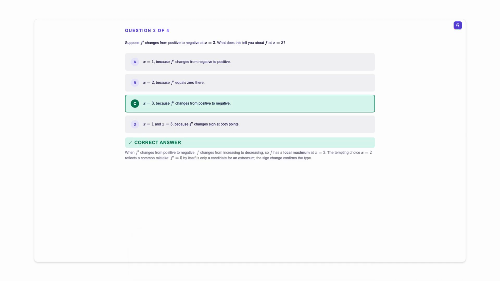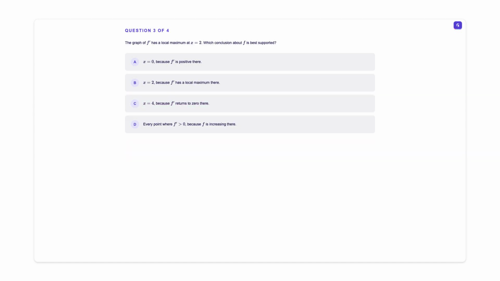When f prime changes from positive to negative, f changes from increasing to decreasing, so f has a local maximum at x equals 3. The tempting choice x equals 2 reflects a common mistake. f prime equals 0 by itself is only a candidate for an extremum. The sign change confirms the type. The graph of f prime has a local maximum at x equals 2. Which conclusion about f is best supported?